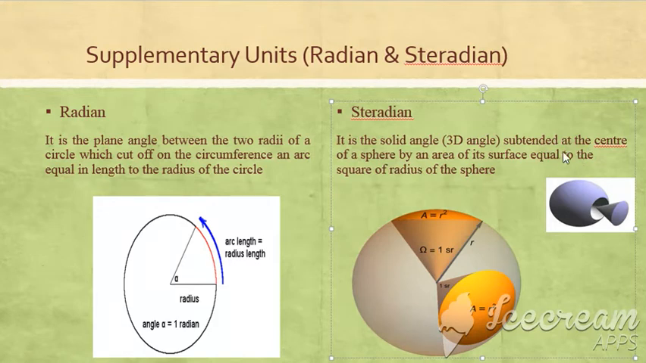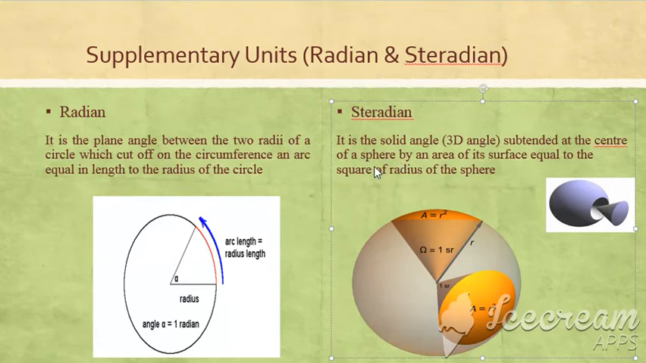Then at the center of a sphere, by an area of its surface equal to the square of the radius of the sphere. Okay, look at the diagram for the description of a steradian. This is a sphere, which is a solid object, and this solid angle is scooped out of it, and this shape is constructed here.